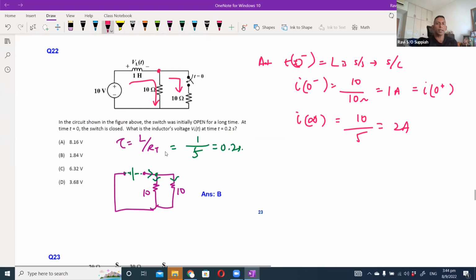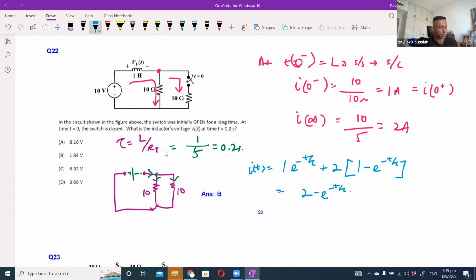Okay, so with this, I can write the final expression, which is basically I(t) equals I0, which is 1, times e to the minus t over tau, plus I infinity, which is 2, times 1 minus e to the minus t over tau. So that will give me 2 minus e to the minus t over tau. What I need to do is find the inductor's voltage at time 0.2 seconds. So first I can calculate the current at 0.2 seconds. If I substitute 0.2 into this expression, I'll get the answer 1.63.